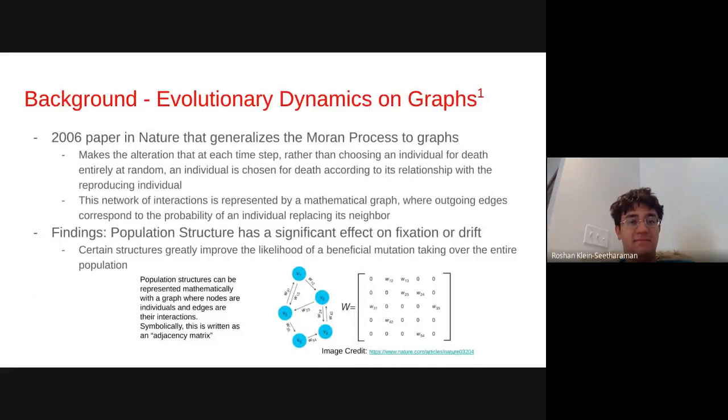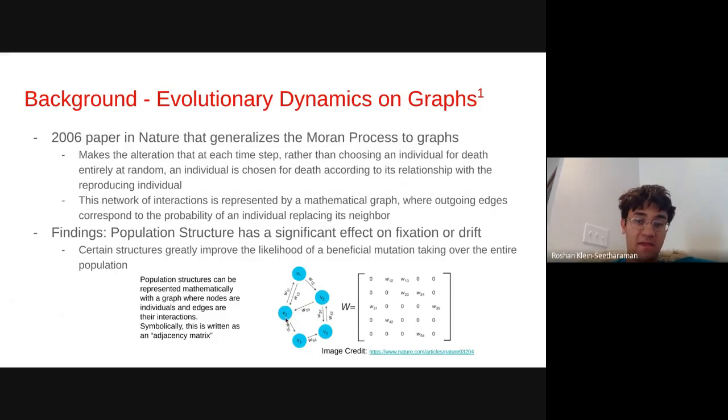And so, yeah, that extension is sort of what we based our project off of, a paper from 2006 called Evolutionary Dynamics on Graphs. And what they do is they make an alteration in the Moran process that at each time step, rather than choosing an individual for death completely at random, an individual is chosen for death according to its relationship within the social network. And this is where graphs come in, where the outgoing edges correspond to the probability of an individual replacing its neighbor. And this can be illustrated in the image in the bottom right.